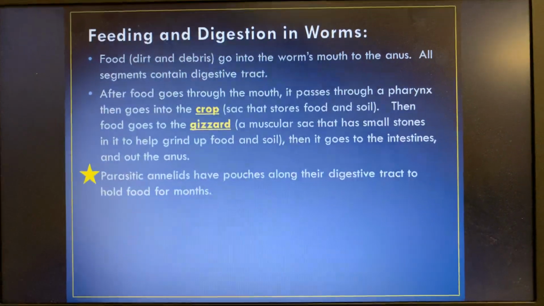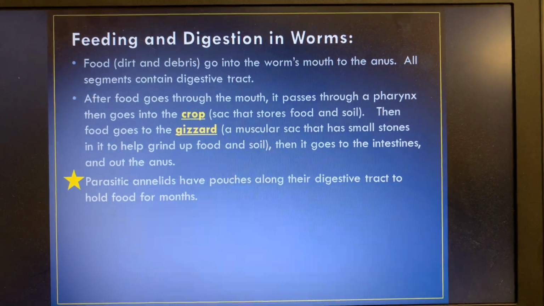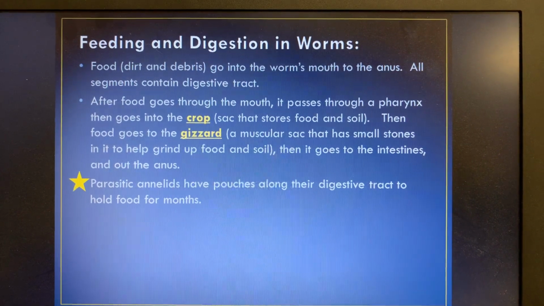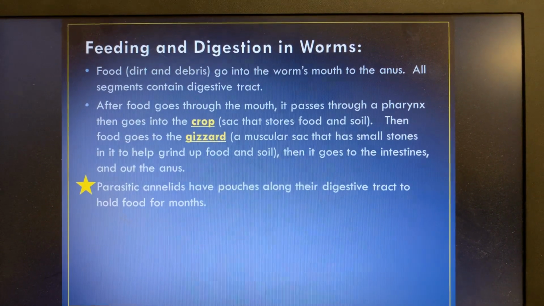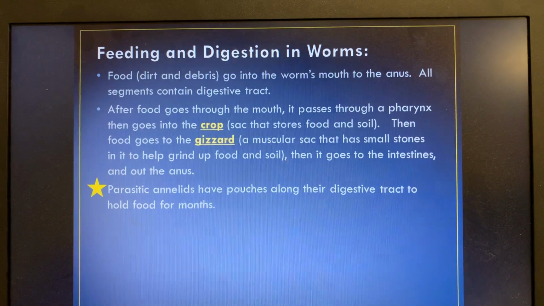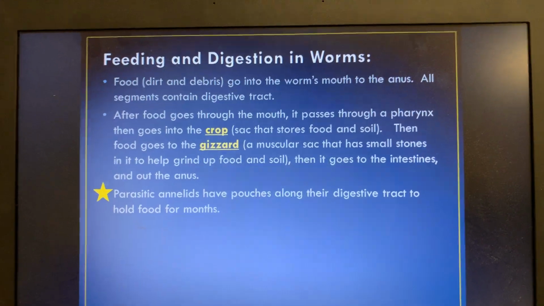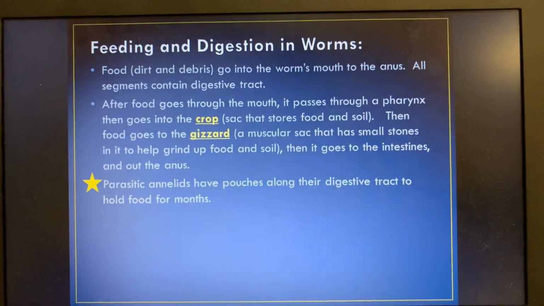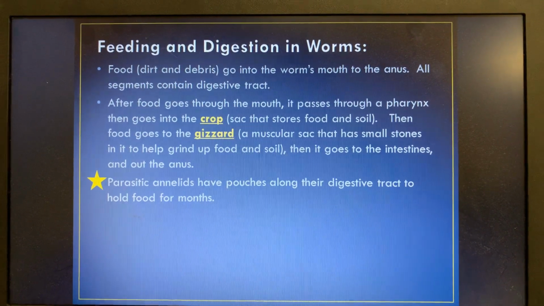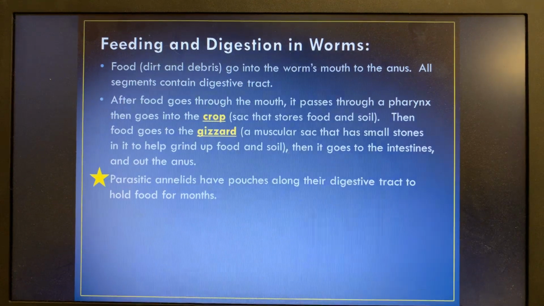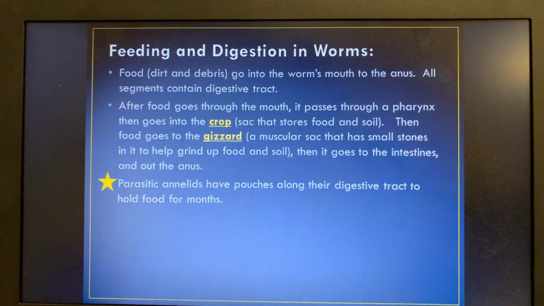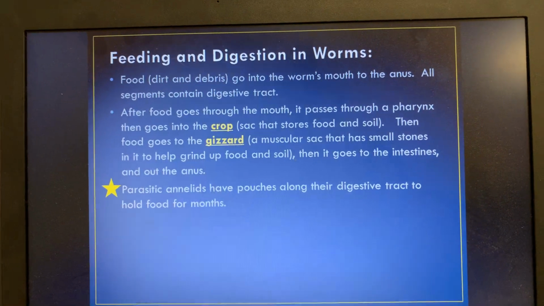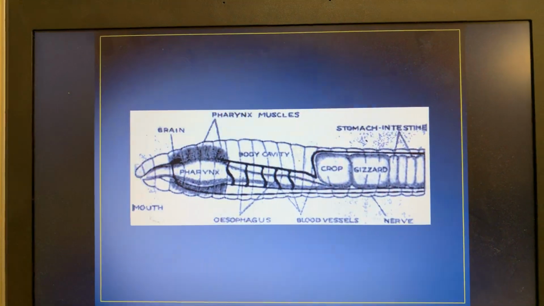There are parasitic annelids, and they're a little different. They have pouches along their digestive tract to help hold food in for months, because of course they feed off of a host. This would be like a leech. A leech is a parasitic annelid, and it may be a while before they find another host to feed off of. So they have to have a means by which they can store food for a long period of time, and that's what those pouches enable them to do.